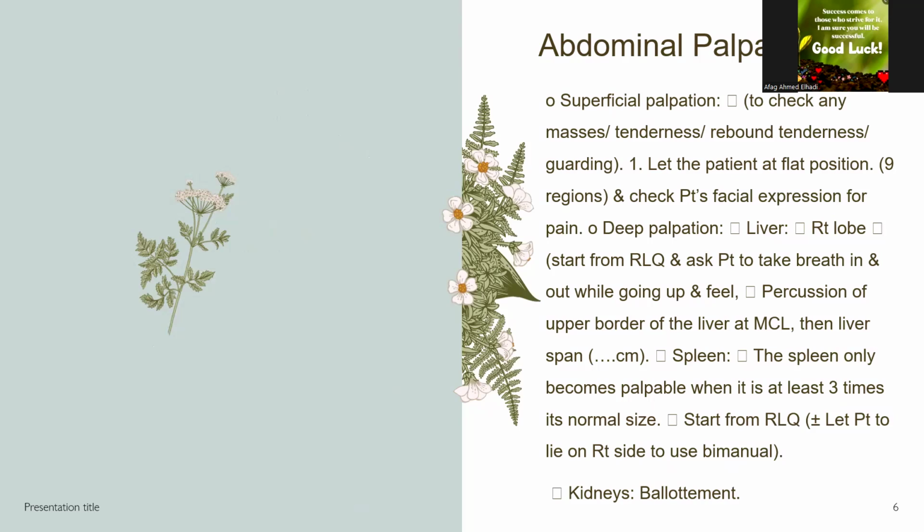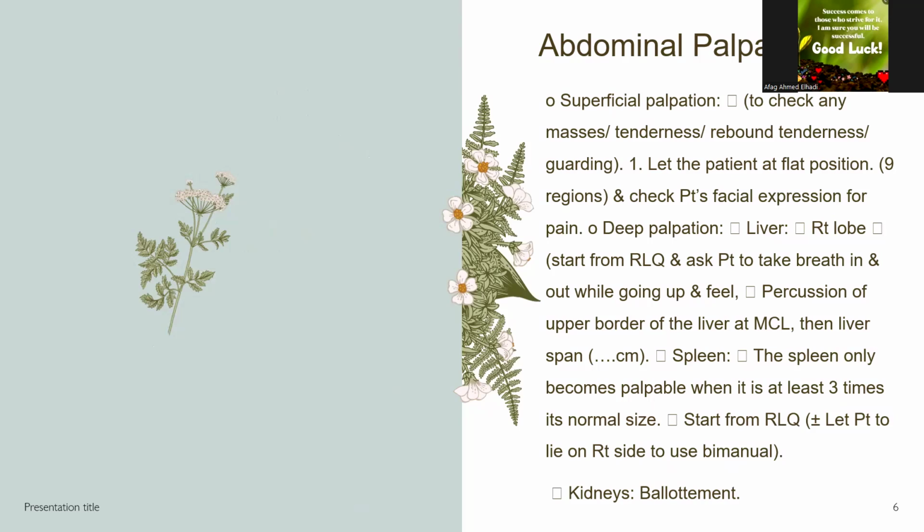And then after the superficial palpation, we go to the deep palpation to check for organomegaly. We have the liver, the spleen and the kidneys. This is the most important. So we start from the right iliac fossa to palpate the liver and the spleen. Both of them we start by palpating from the right iliac fossa.